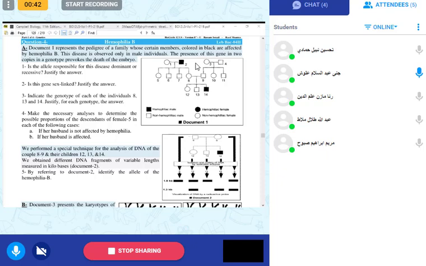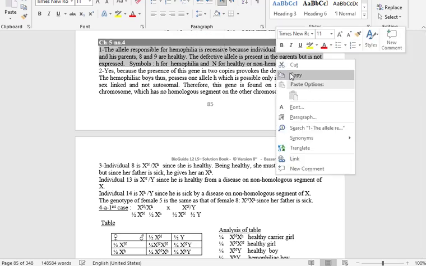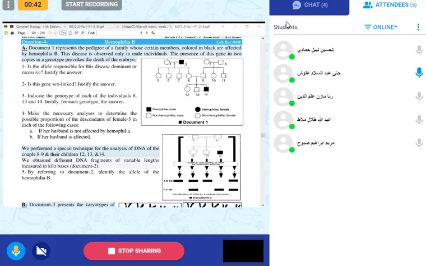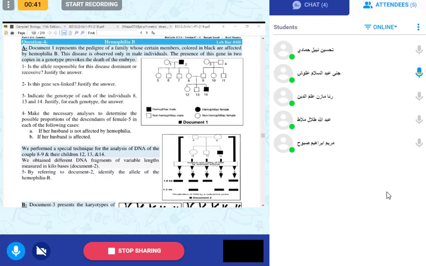Jana, how do you write the answer? The allele responsible for the disease is recessive. Why? Since the parents 8 and 9 have an affected son 14, which gets from his parent XDYD. Wait. We will not say now XD and YD. We're talking about recessive or dominant. We're not talking about localization. How do you know it is on X? Do you have information about being on X? It is recessive, okay, but it could be autosomal.